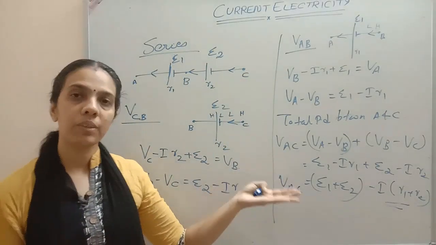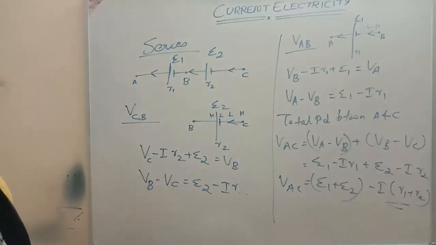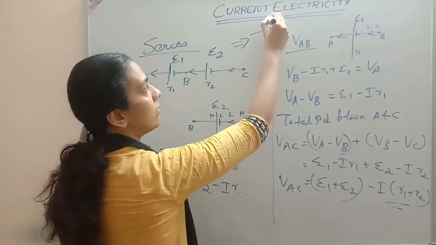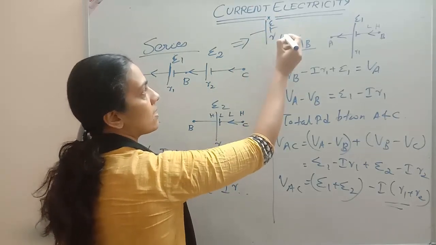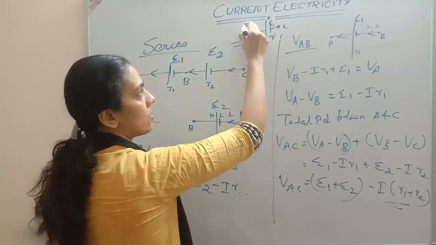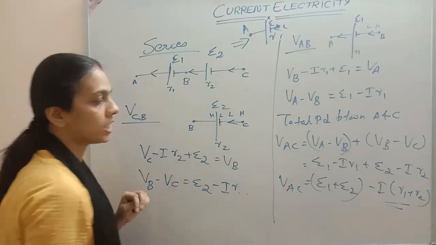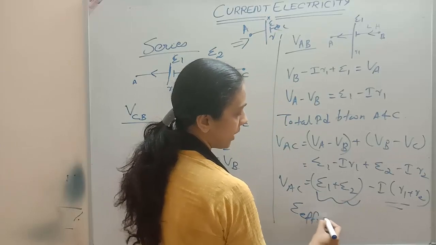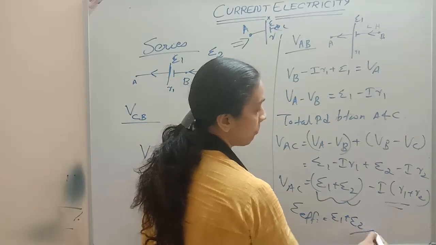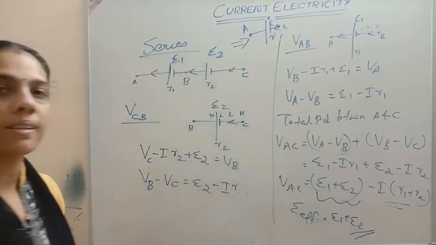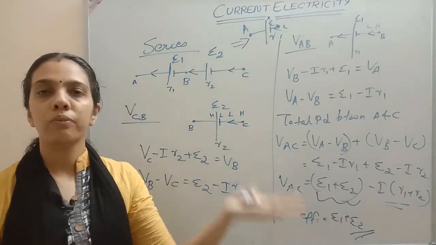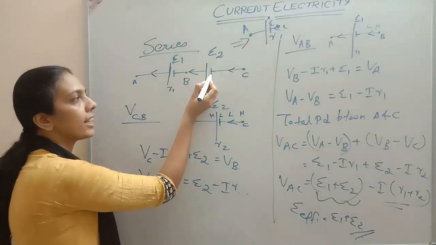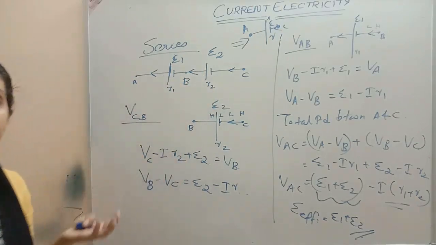While we are comparing with V equals E minus IR, right? If I draw the circuit like this, this will be the effective EMF and the effective resistance R, this will be C and this will be A. The current is moving in such a manner. What is the effective EMF here? The effective EMF is equal to E1 plus E2. What is the effective resistance in series connection? We already know the effective resistance will be R1 plus R2. So this is negative, positive, negative, positive. In this manner it is connected.